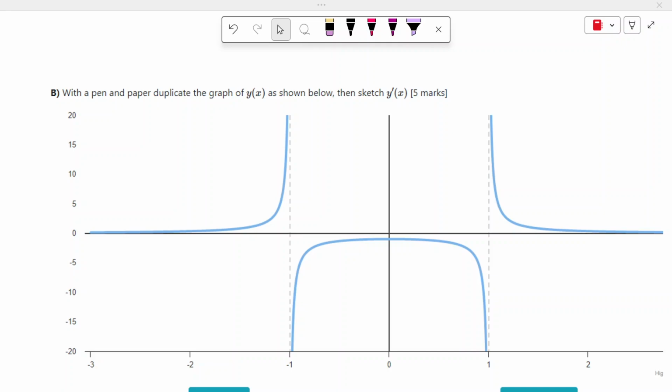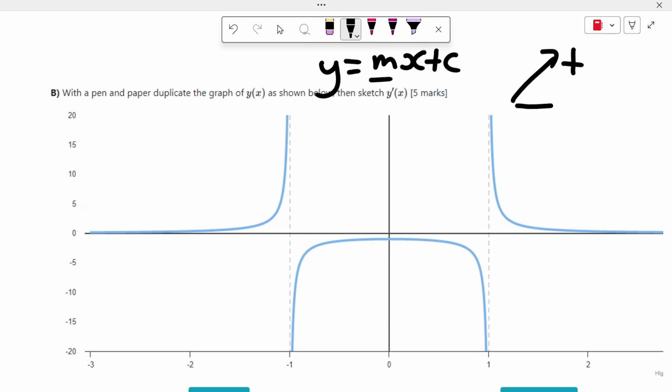Okay, this particular question is asking us to find the gradient of this more complex looking graph. So again, rehashing what I mean by gradient: when we draw a line, y is equal to mx plus c, the m is the gradient. So if it's like this, it's positive. If it's flat, it's 0. And if it's pointing down, it's negative.